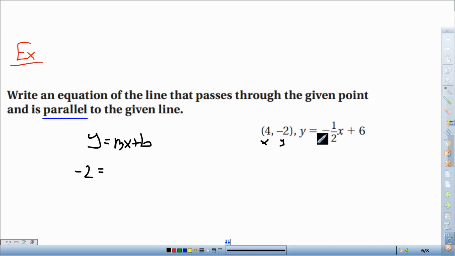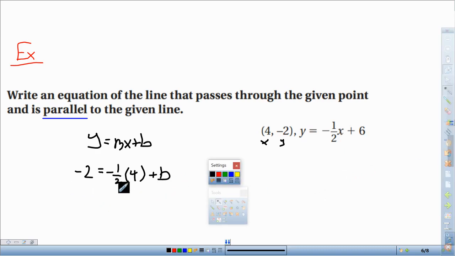Since it's parallel to this line, it's going to have the same slope. So it also has a negative 1/2. Okay. We know our x value, it's a positive 4. What we don't know is the y-intercept of this new line. Okay, because again, it's not going to have a y-intercept of 6. It would be the exact same line if it had a y-intercept of 6. Okay, but we're going to figure out what it does.